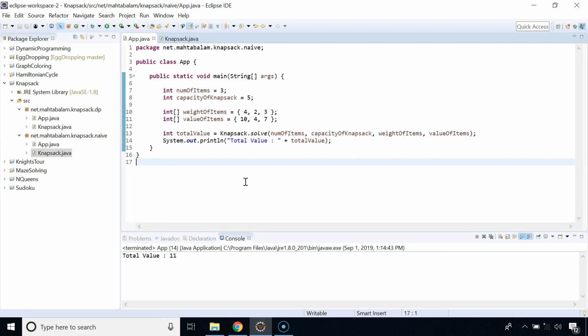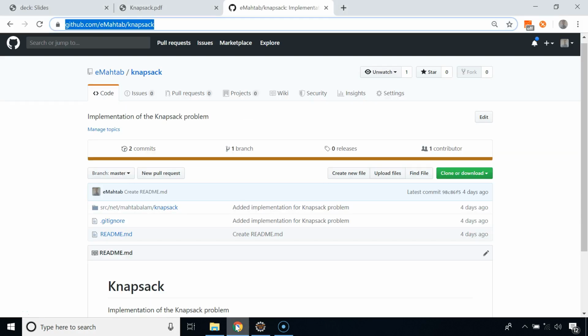Now the problem with the recursive approach is that it solves the same subproblems again and again. So the runtime complexity of the recursive approach is big O of 2 raised to the power n. So the dynamic programming approach is much better than the naive recursive approach. And that's all about the 0-1 knapsack problem. And you can get the code from here.